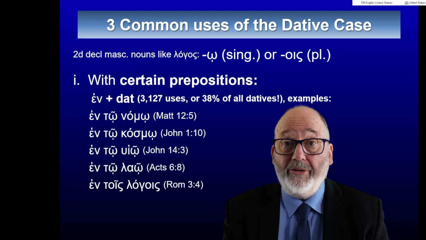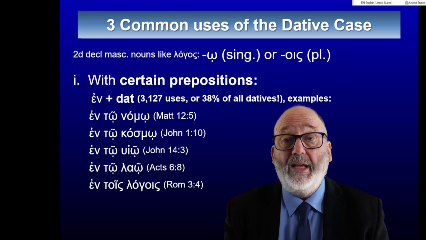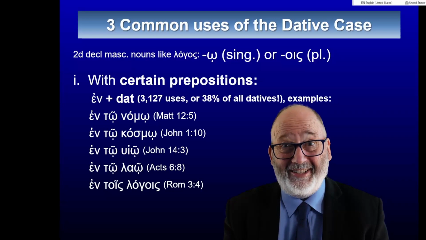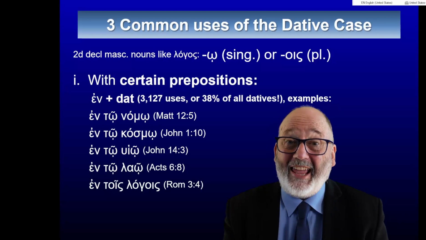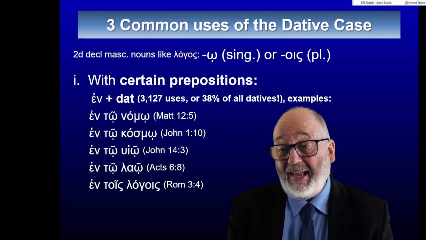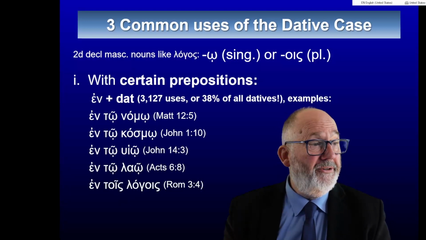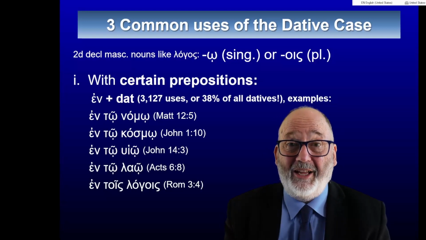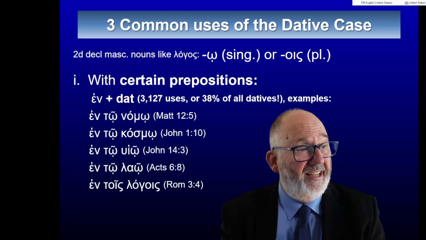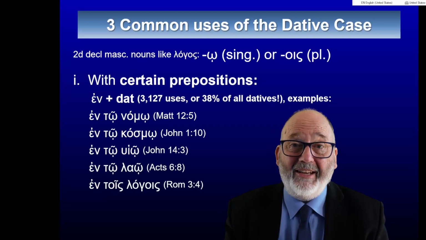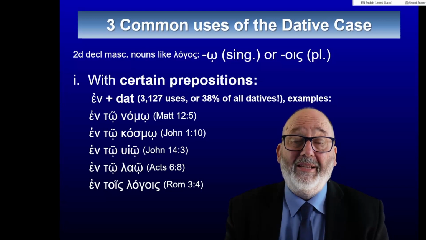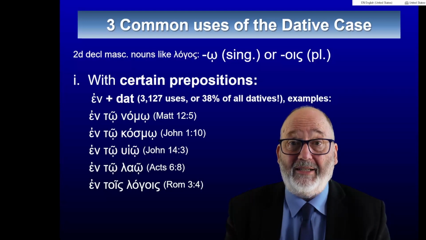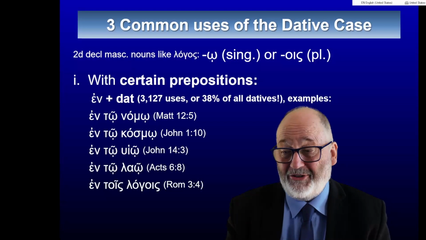Now, the first major use of the dative case that we're going to consider is with certain prepositions. In fact, there is one preposition it is found with a great deal, and that is the preposition en. It means in, and here are the statistics. En is used 3,127 times in the Greek New Testament, and every time with the dative case. In fact, of all the uses of the dative, en accounts for 38% of them. So this is a big use of the dative case, and you've got to admit it's fairly straightforward.